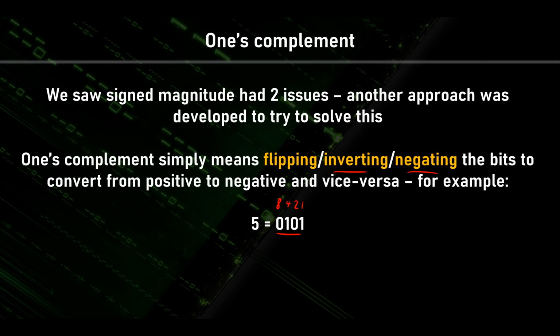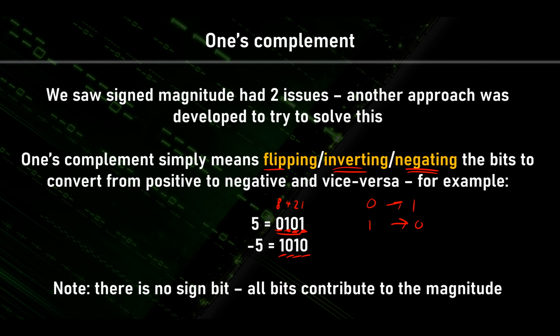Then if we want to convert to negative 5, we're just going to flip the bits. When we say flip, that means if we see a 0, then a 0 becomes 1. If we see a 1, then a 1 becomes 0. So we see that here, where this 1 becomes a 0, this 0 becomes a 1, this 1 becomes 0, this 0 becomes a 1. Again, here we flipped the bits, we inverted the bits, or we negated the bits. All of those terms are equivalent.